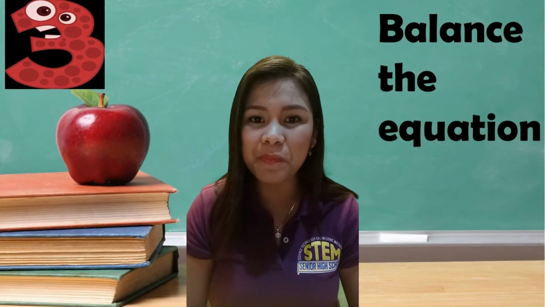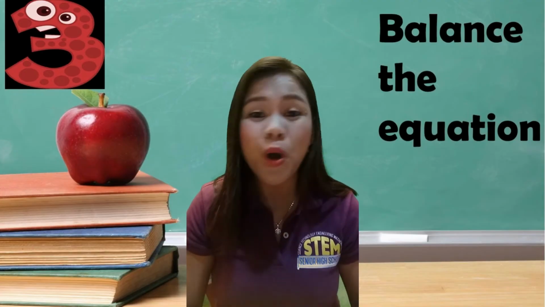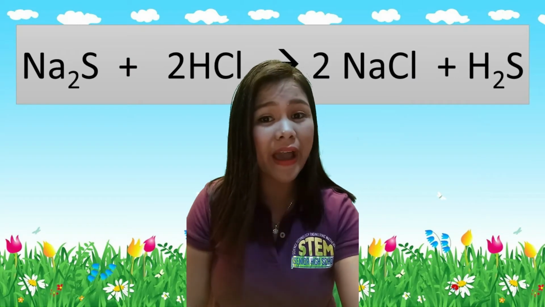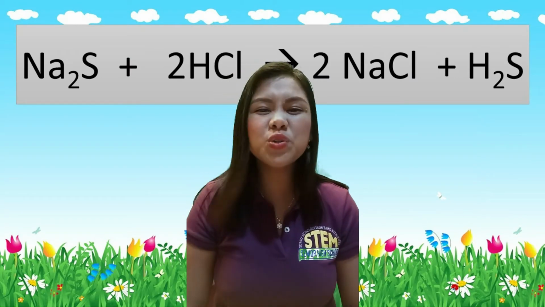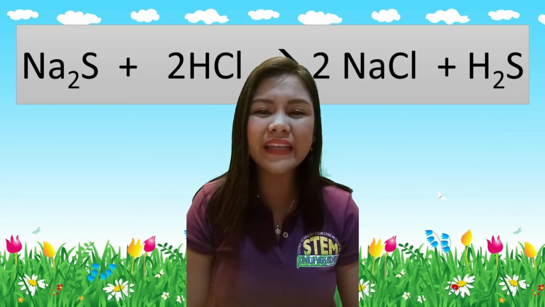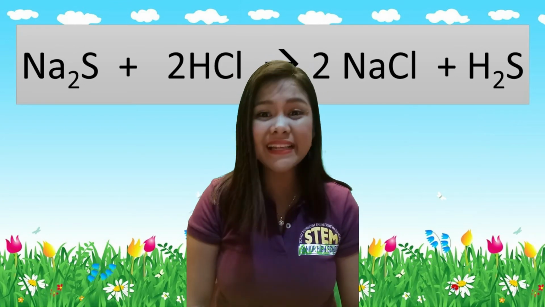Next, and the last step, balance the equation. We will balance: sodium sulfide added to 2 molecules of hydrochloric acid yields 2 molecules of sodium chloride added to hydrosulfuric acid.